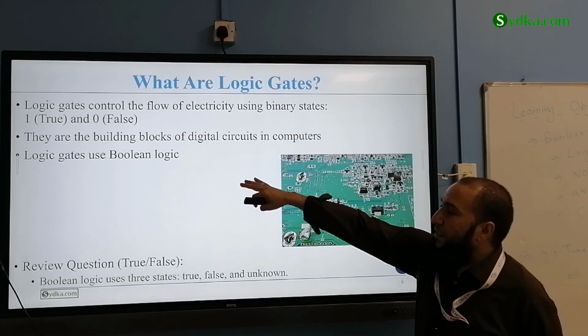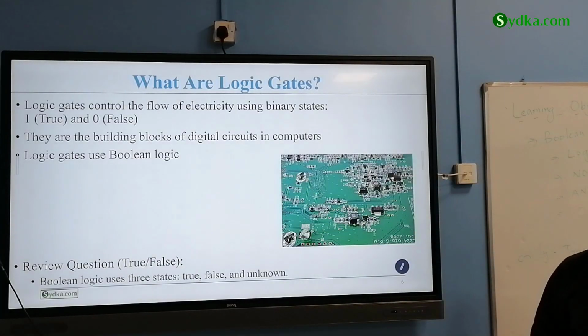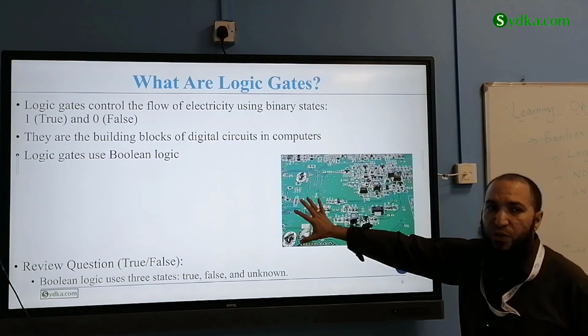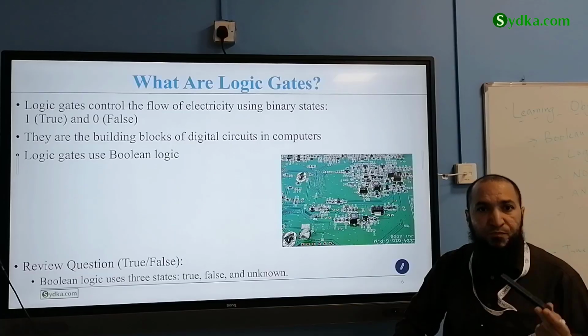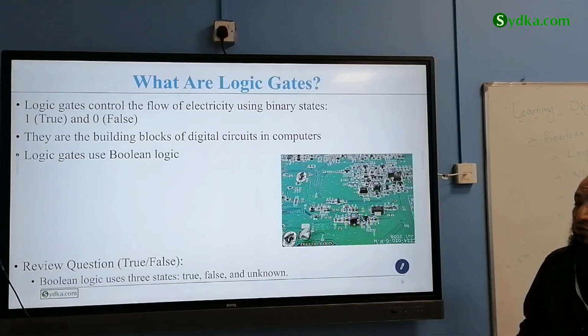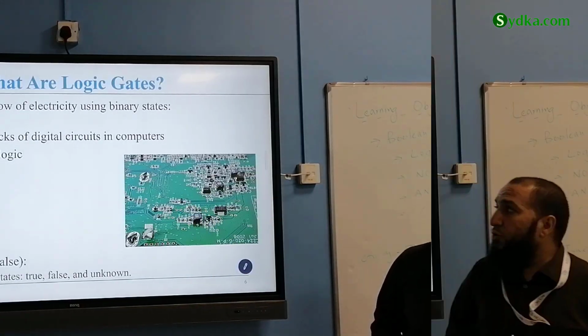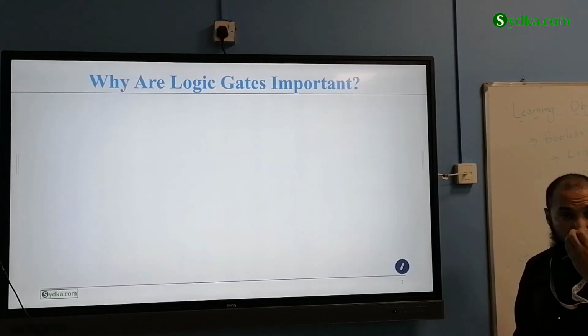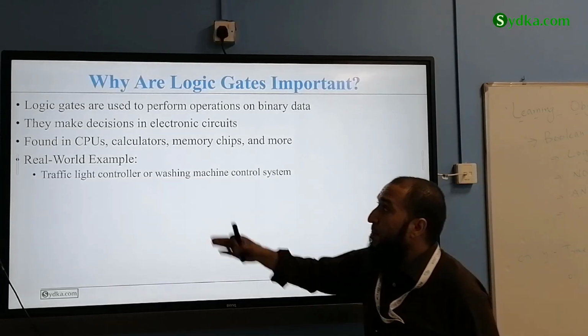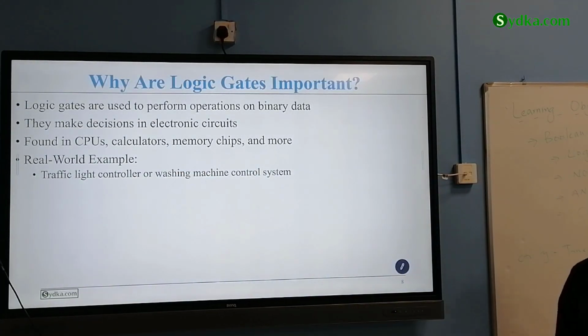They are building blocks of digital circuits in computing. In every single device, computers, mobiles, even lights, everything we have uses zeros and ones. These logic gates are implemented using Boolean logic. Now, why are logic gates important? I asked you the question earlier. Logic gates are used to perform operations on binary. They make decisions in electronics.